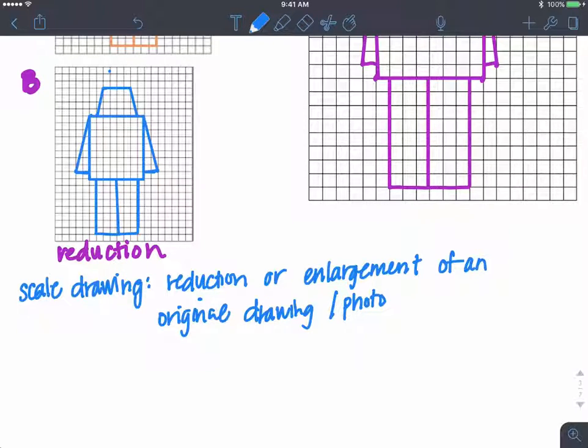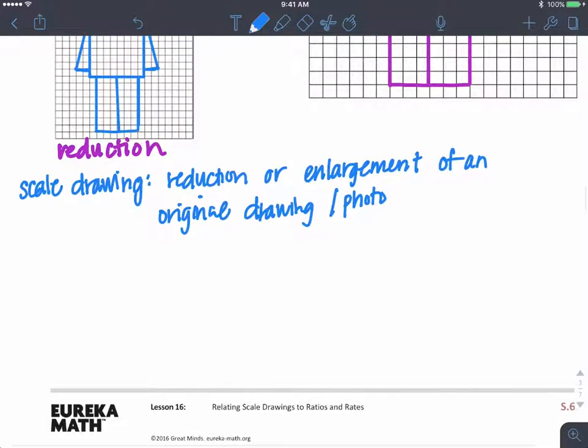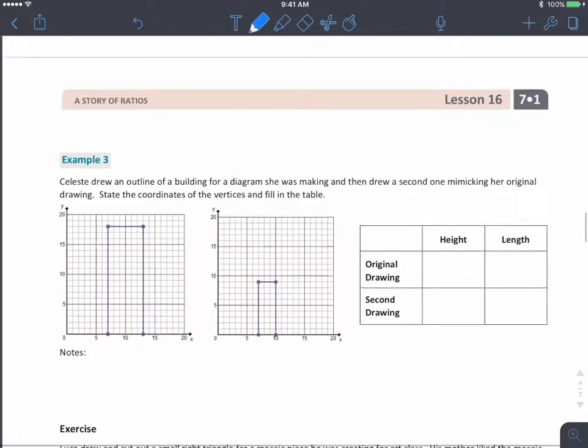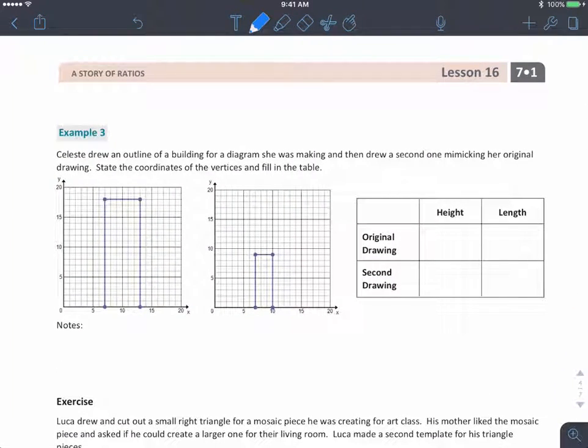Okay, so now we're actually going to get into the math part of this. What we're going to see is that included in scale drawings are actually proportional relationships. Alright, so let's get into that. So if you go down on lesson 16, we'll go through example 3. So it says Celeste drew an outline of a building for a diagram she was making, and then she drew a second one mimicking her original drawing. State the coordinates of the vertices and fill in the table.